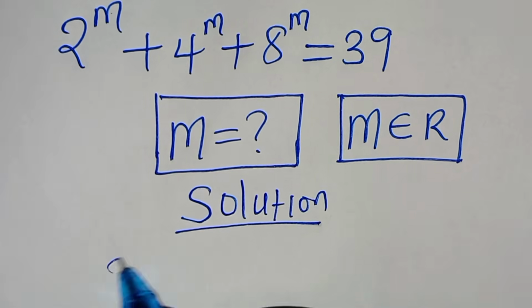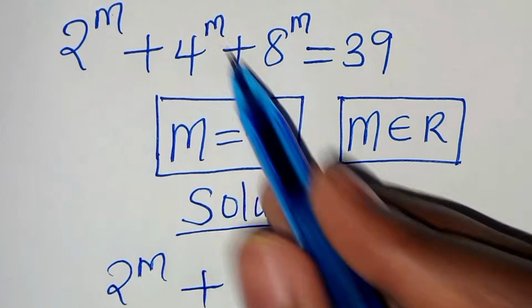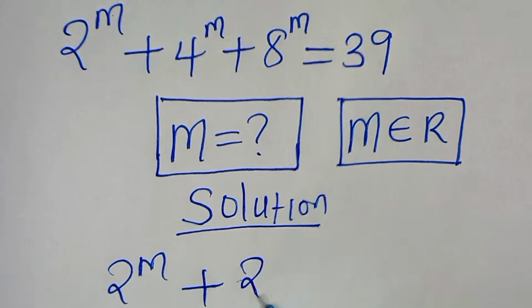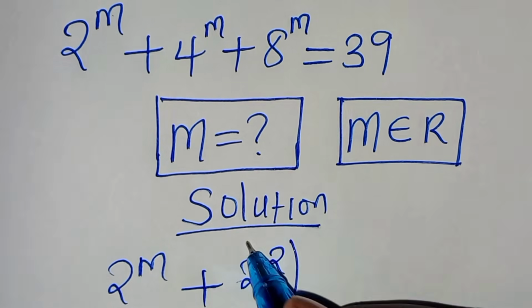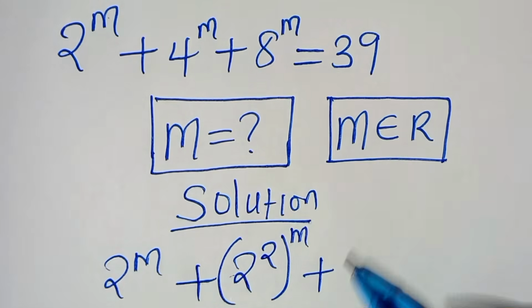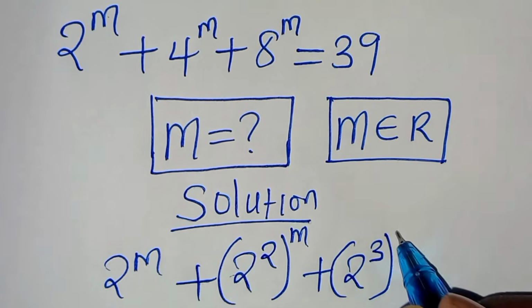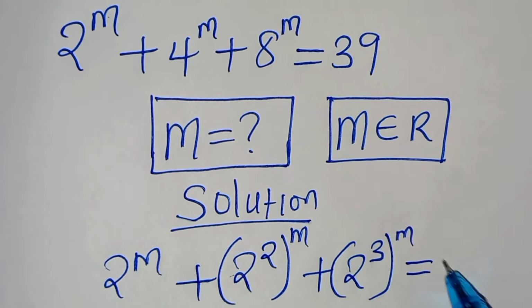So this is 2^m + 4^m, which is the same thing as 2^2 raised to the power of m, then plus 8^m, which is 2^3 raised to the power of m. This is equal to 39.